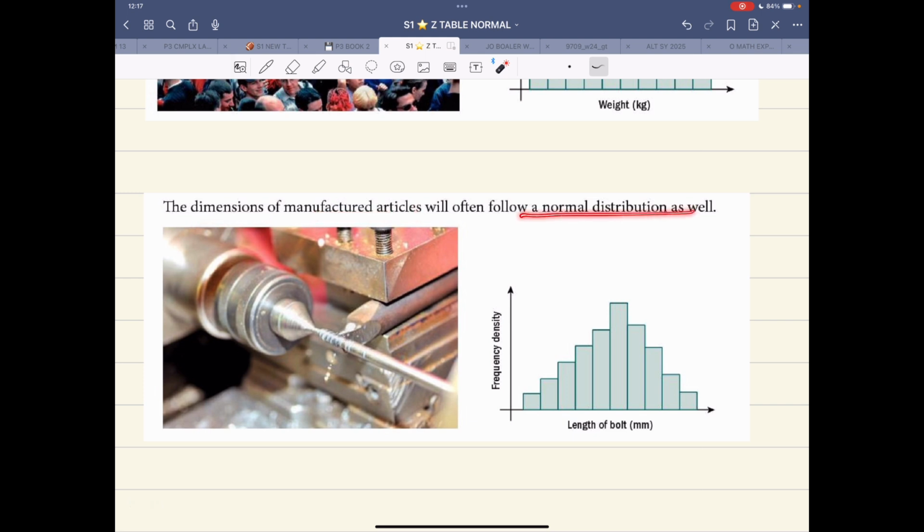What about the dimensions of manufactured articles? They also follow a normal distribution. So for example, this is the length of a bolt. It could be the diameter of a ball bearing. It could be the mass of apples produced from a certain farm and so on.